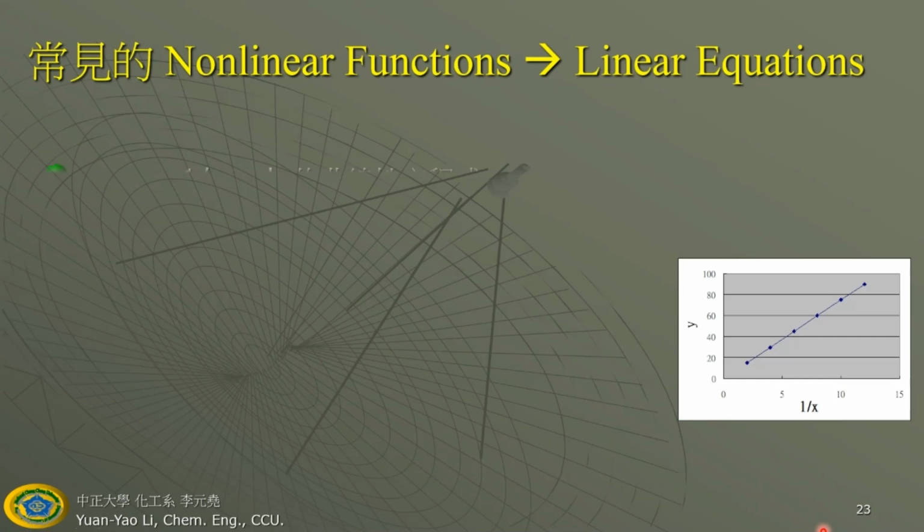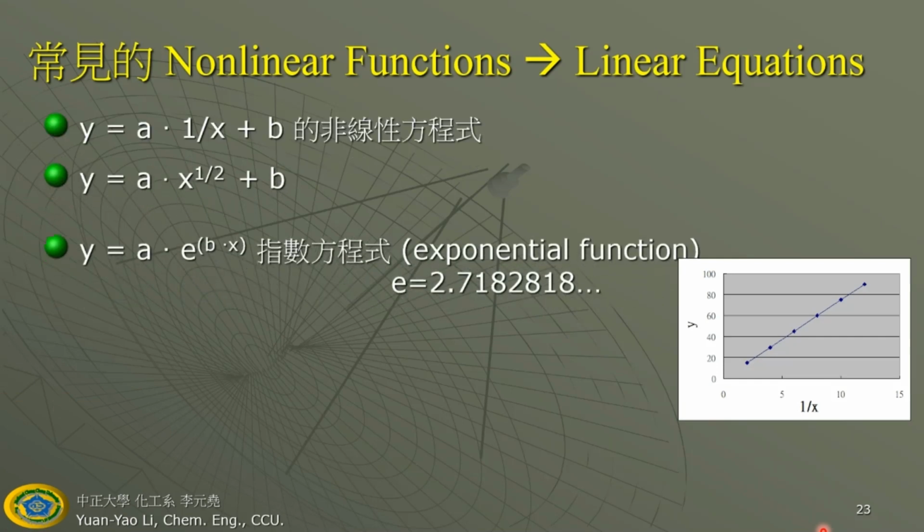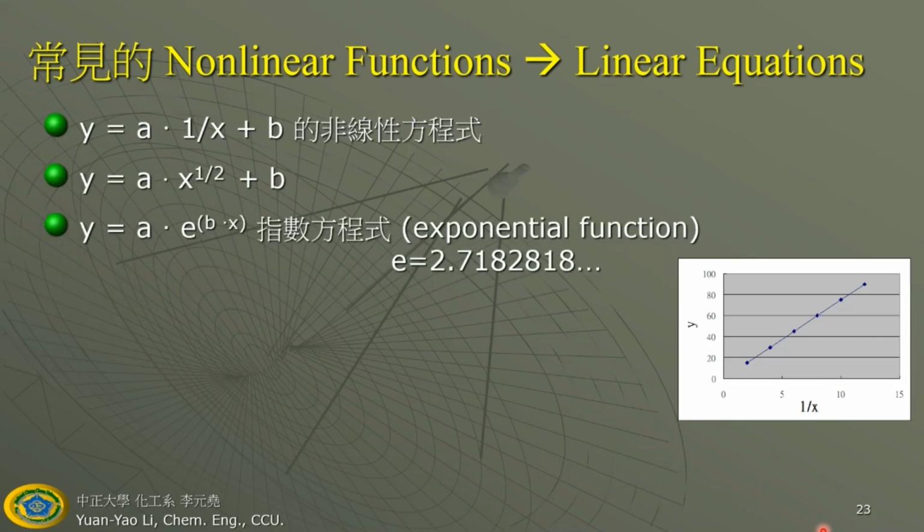I want you to remember these 4, which is important. Number 3 here, y equal to a times e to the power b times x. This is what we call the exponential function. As you know, e is 2.71 and so on. When you have data like this and you want to make it become linear, you do the natural log to both sides.